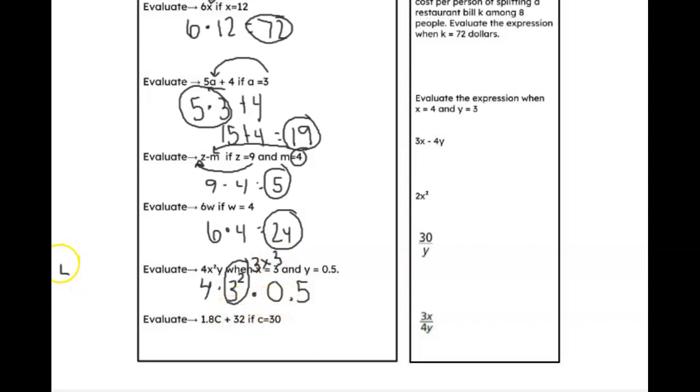So I'm going to rewrite it over here because I wrote too big. 4 times 9 times 0.5. We're going to start left to right and work our way over. 4 times 9 is 36. And 36 times 0.5 is 18. So our answer is 18.